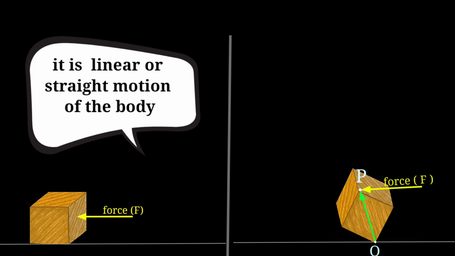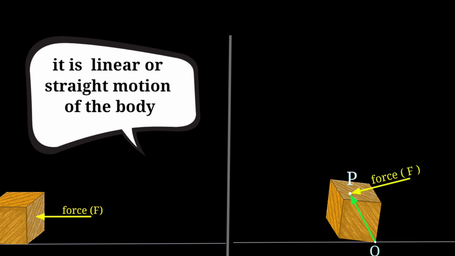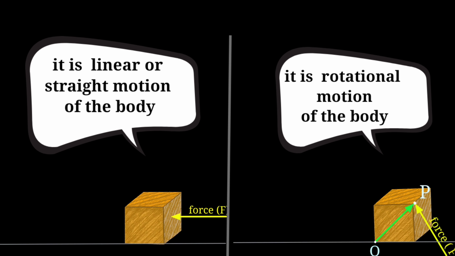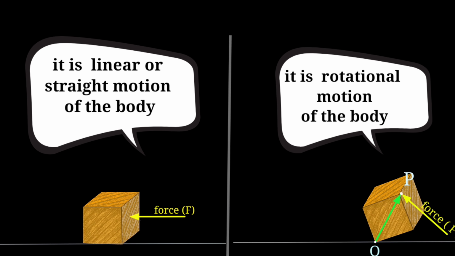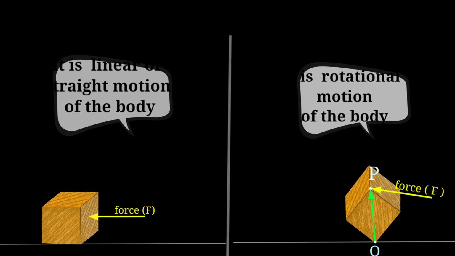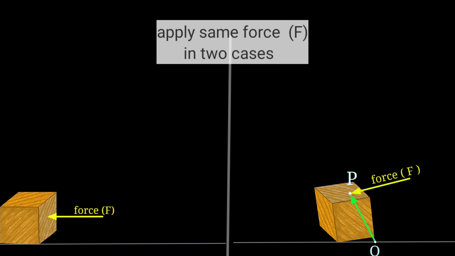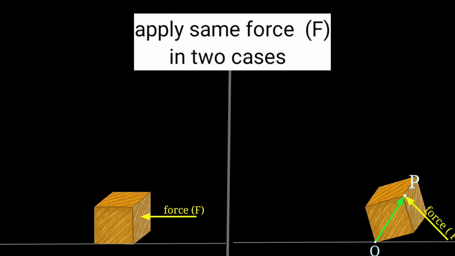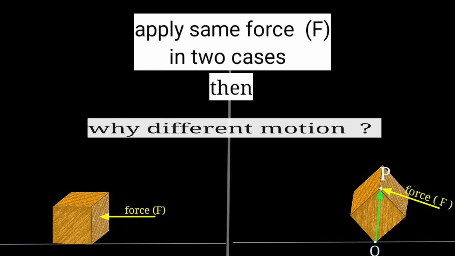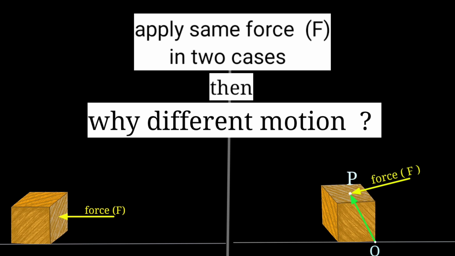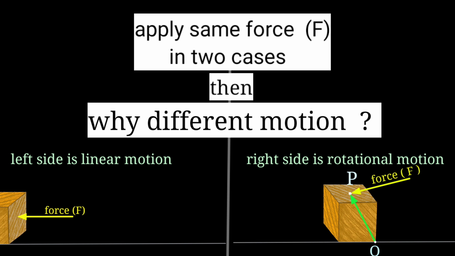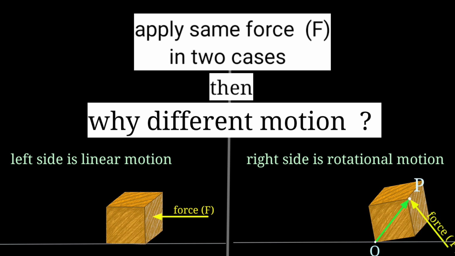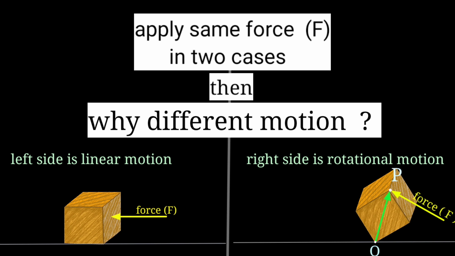It is linear or straight motion of the body. It is rotational motion of the body. Apply the same force in two cases. Then why different motion? The left side is linear motion and the right side is rotational motion.